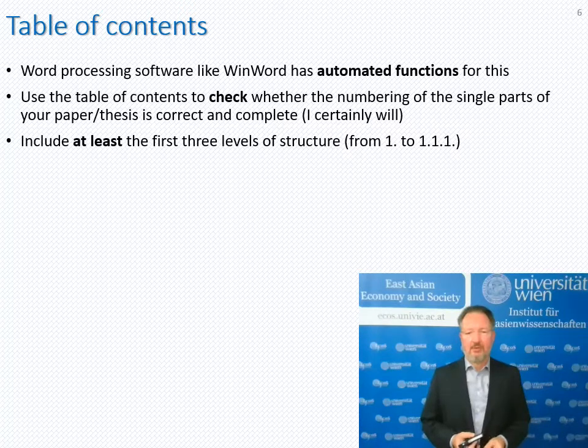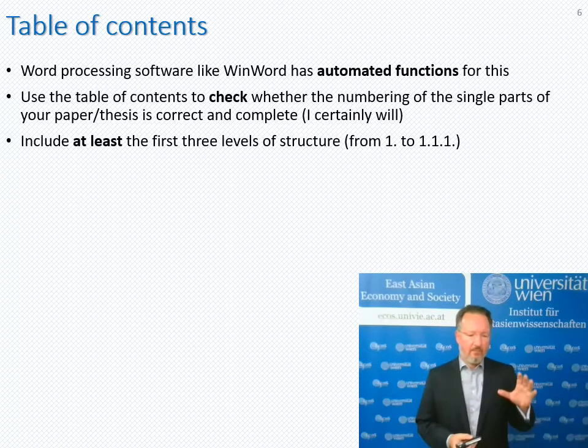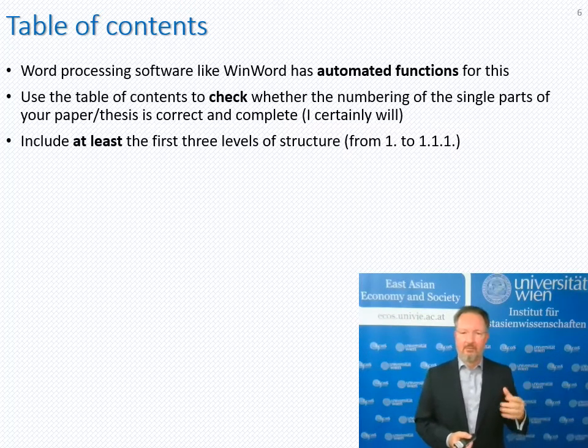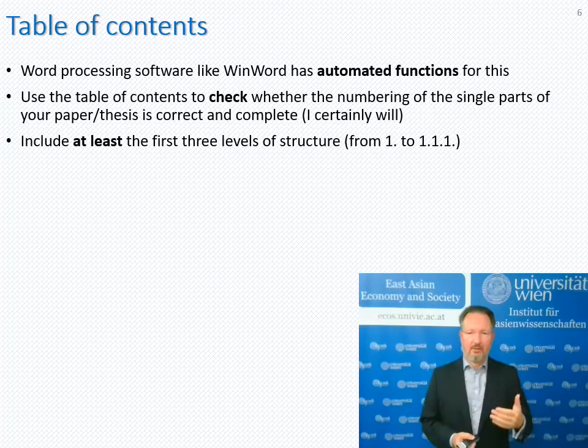And also, please include at least the first 3 levels of structure in your table of contents. That's down to the level of 1.1.1, for example, or 2.3.8, or whatever it is. Why? Because the table of contents gives the reader a chance to understand the whole structure of your thesis. Remember the charts I've shown you with theoretical part, empirical part, analytical part, and in a way, as a reader, I want to see that, and other readers as well, what is actually there.